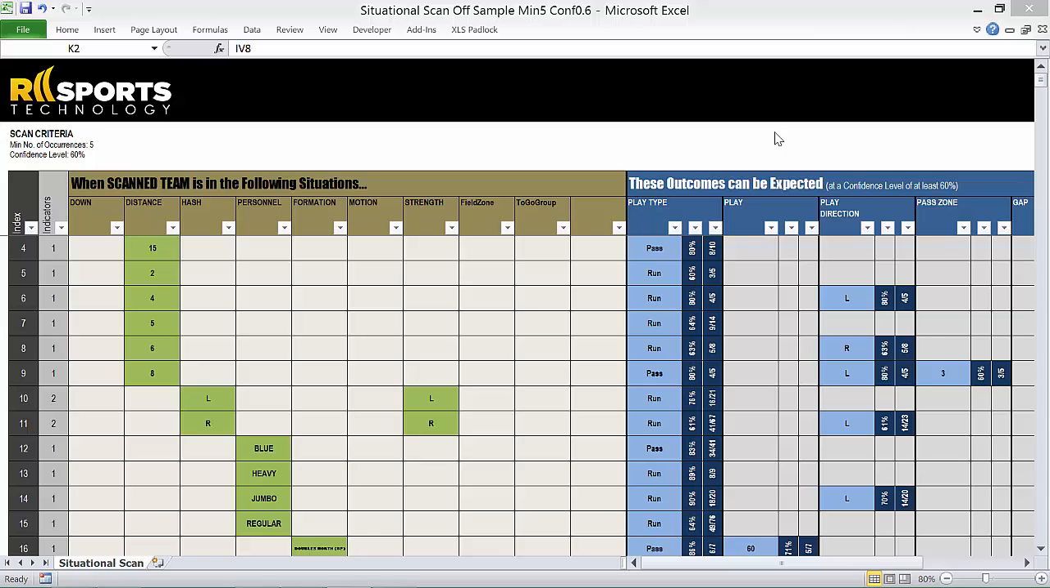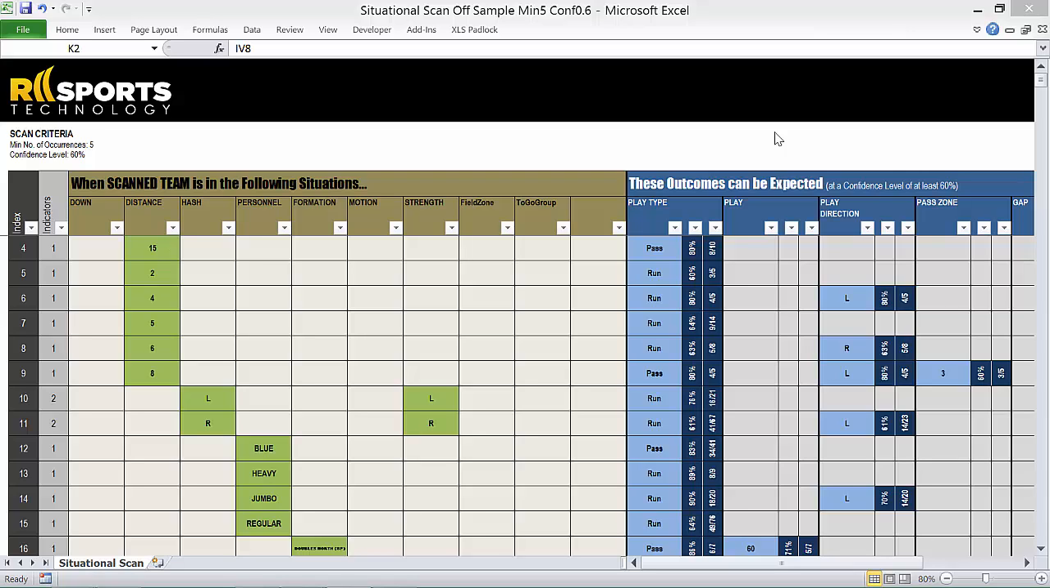In this video, we're going to take a few minutes to look at a set of situational scan results. We're going to take a defensive perspective on this one, looking at some scan results on an opposing team's offense. What I want to do is look in the detailed results file and walk you through how you best interpret what you see in this file and how you best utilize that in preparation for an opponent that you may be seeing in the next week.